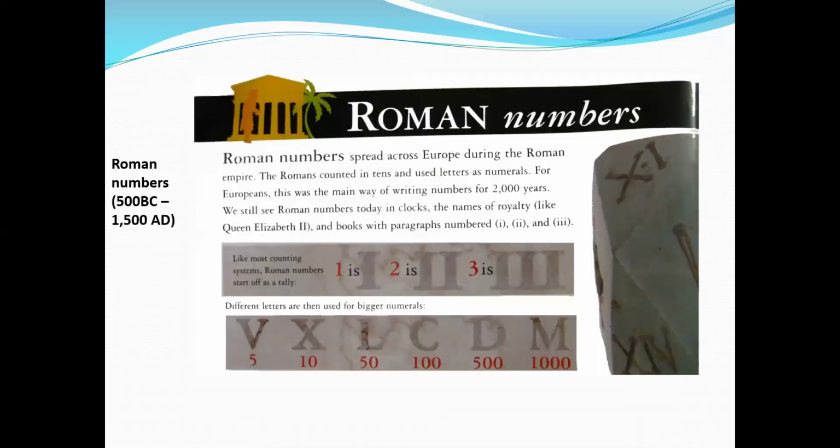And for Roman numbers, you're familiar with this, it was discussed during our elementary days, or probably in kindergarten days. So we use letters to represent numbers. V for 5, X for 10, L for 50, C for 100, D for 500, and M for 1000. And for 1, we have I.